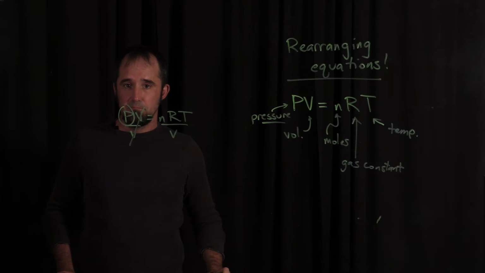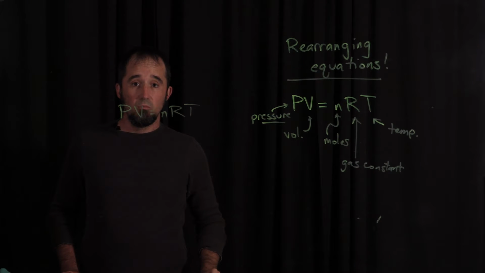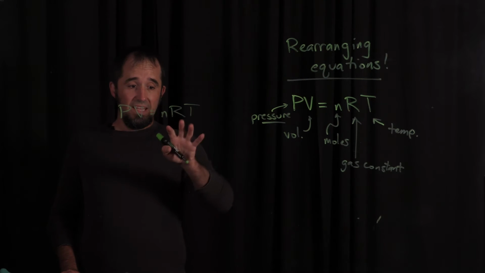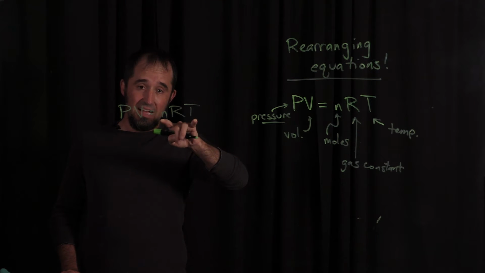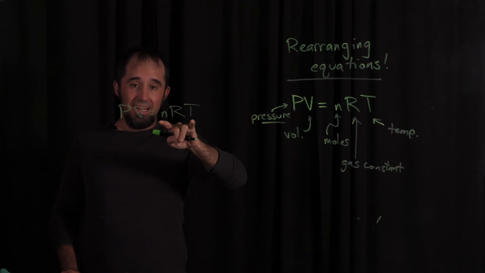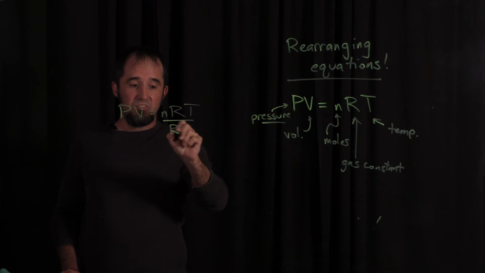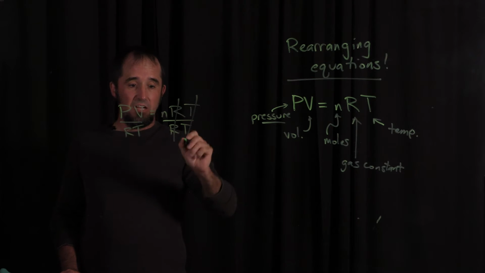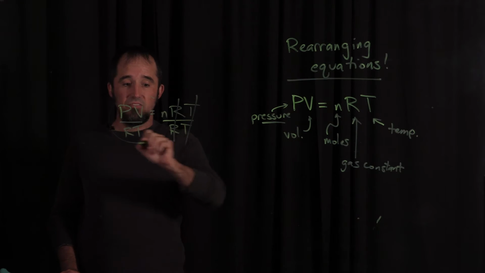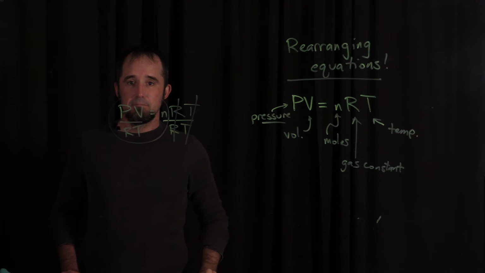and now I've got P equals nRT over V. What if I wanted to solve for moles, for n? Well, in that case, I've got n in one term all by itself over here. I don't need to add or subtract anything to get this isolated. And if I want to get n by itself, I just need to divide both sides by RT. These R's cancel out, those T's cancel out, and now I've solved for n.